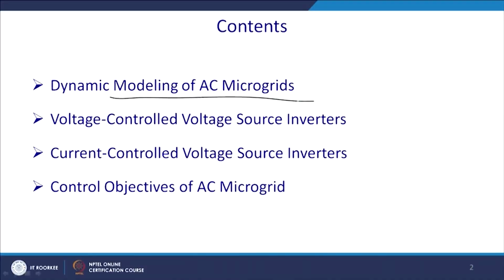So, the content of today's lecture will be dynamic modeling of AC microgrid, which we require to understand because some portion of the microgrid might be DC. So, we shall also take the modeling of the AC microgrid, and then we shall see what the changes are between the AC microgrid and the DC microgrid. We shall see how the voltage controlled voltage source inverter will be designed. Thereafter the current controlled voltage source inverter, and then the control objective of AC microgrid will be discussed.